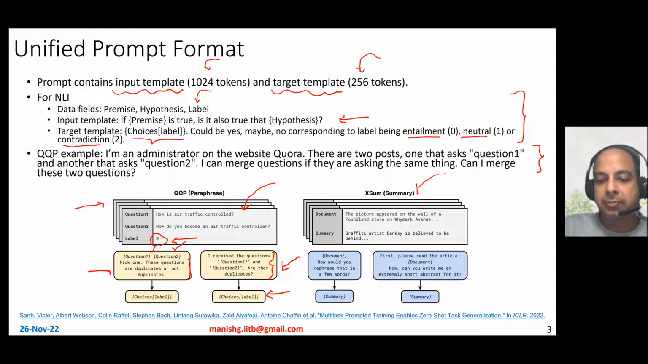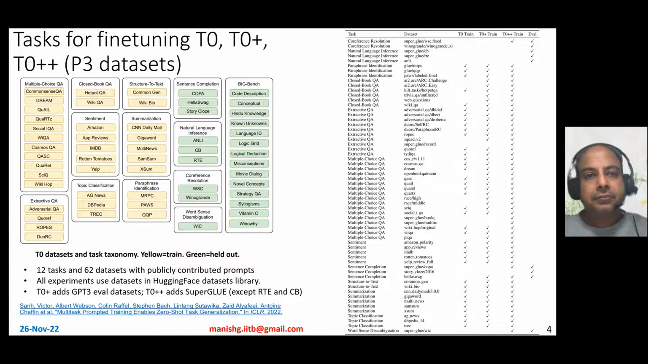For summarization, human-looking prompts could be something like this. Here's a document, and how do you rephrase that in a few words? First, please read this article, which is a document. And then, can you write me an extremely short summary for it? So that is what the unified prompt format looks like.